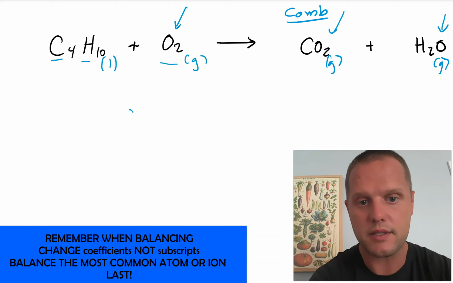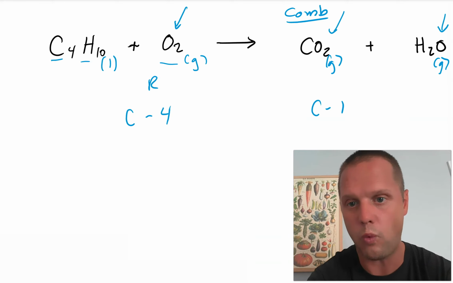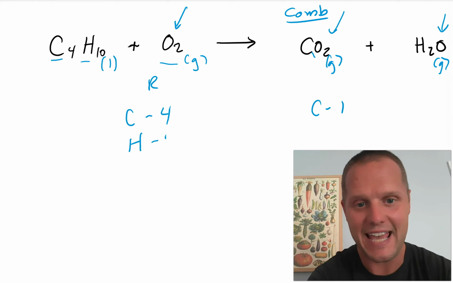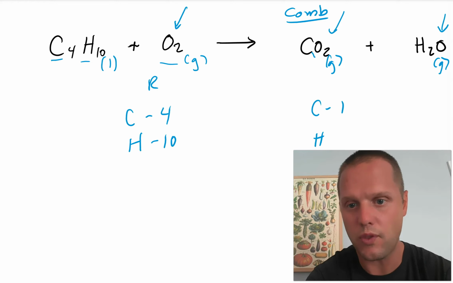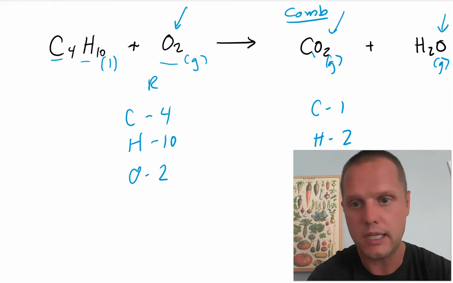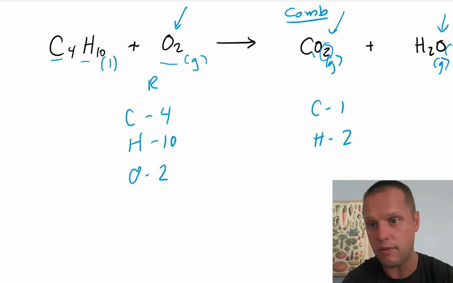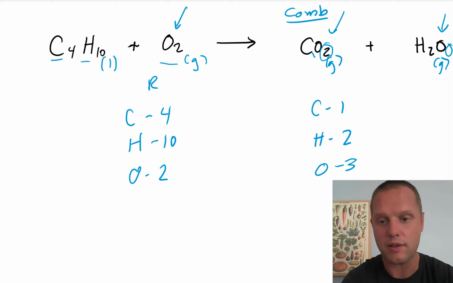So let's take a look at this. How many carbons do we have on both sides? 1 carbon, 4 carbons on the reactant side. On the product side, I've got 1 right there. Hydrogens, I've got 10 on the left, 2 on the right side on the product side. Oxygens, I've got 2, and on the right hand side, I have 2 here, but I also have 1 from the water, so that's 3. But again, we're going to balance oxygen last.